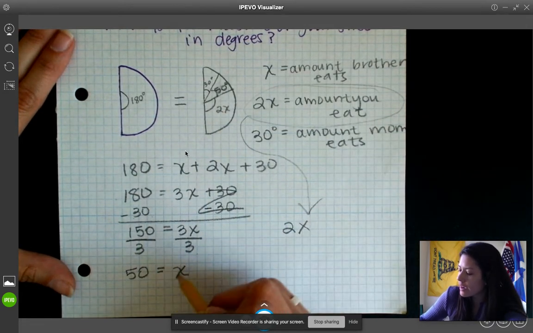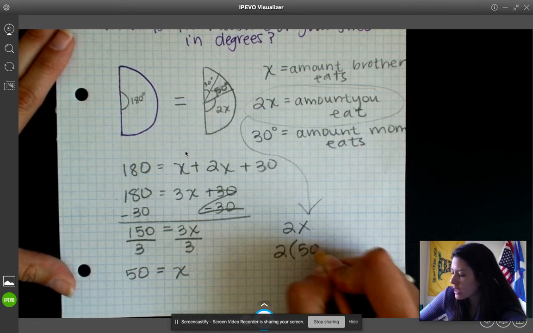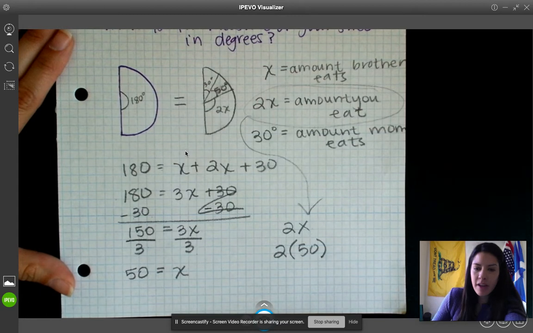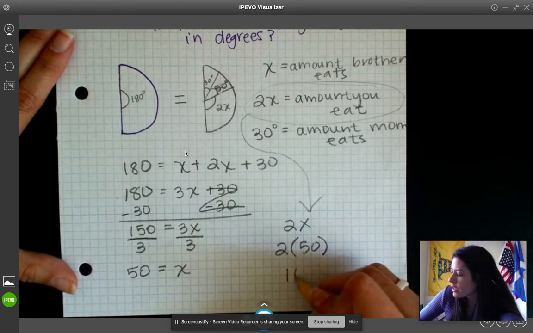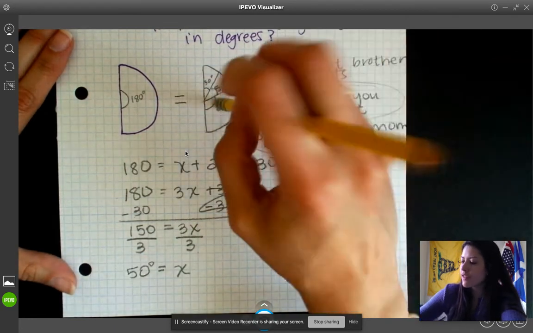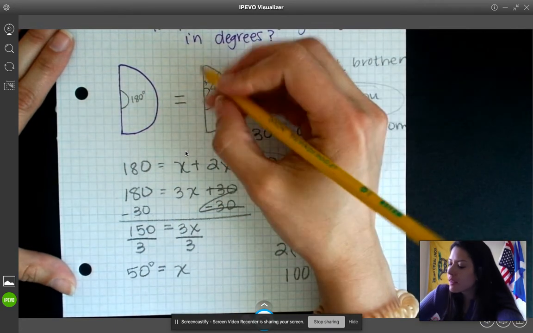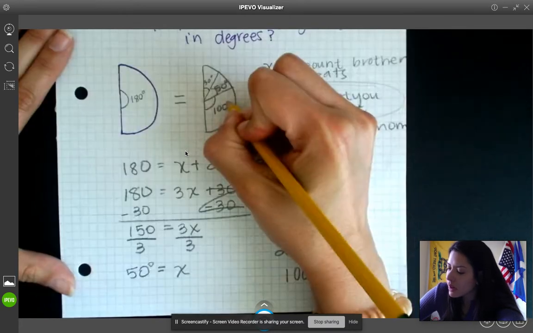So if x is 50, I can just replace the x with 50 and multiply them together. 2 times 50 is 100 degrees. Perfect. So the amount that I'm going to eat is 100 degrees.